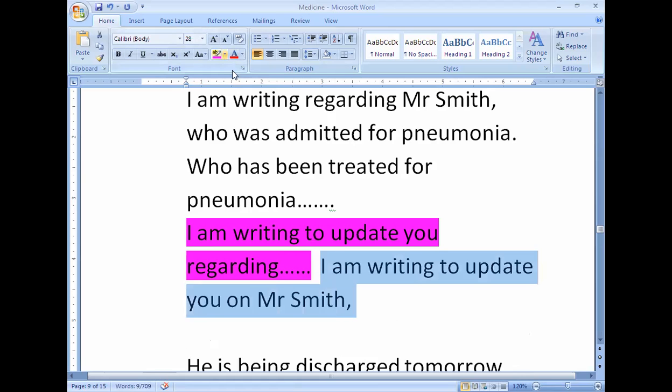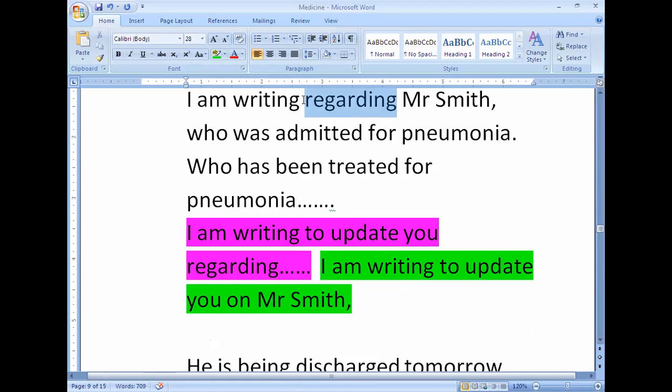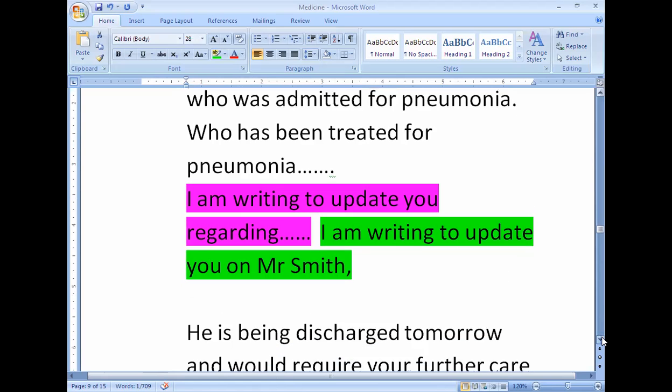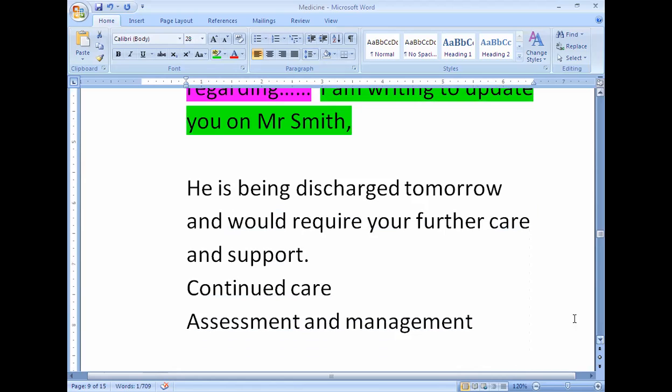And if you are not sure whether you are writing to update you or not, what are you going to use? Regarding. So it fits everywhere. It is what you call a universal donor. Everybody can take a donation of blood.